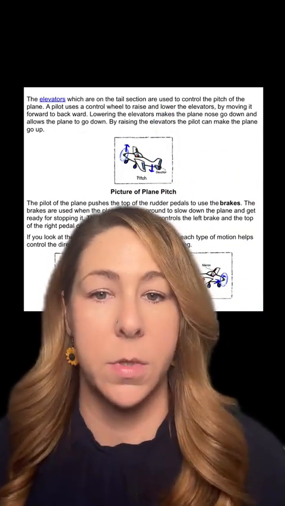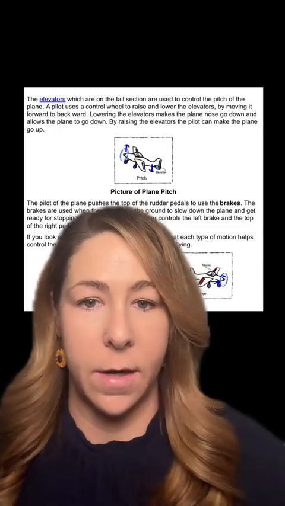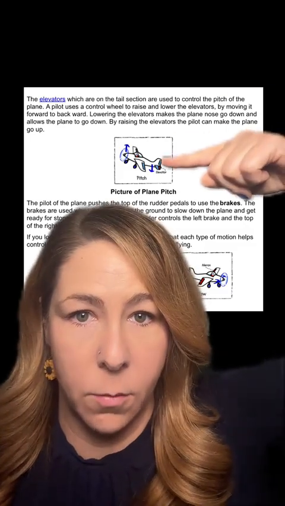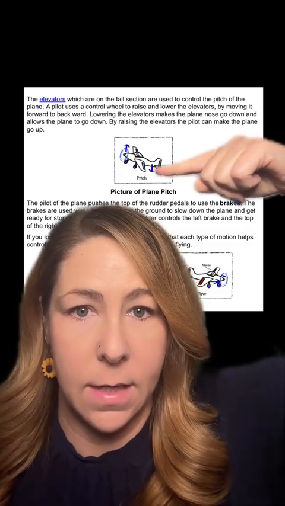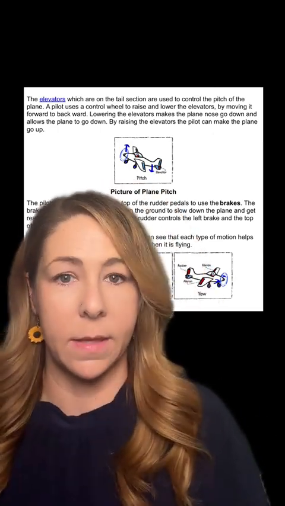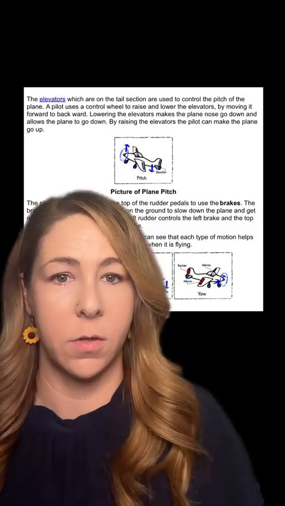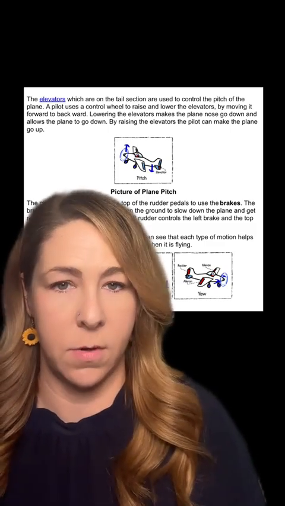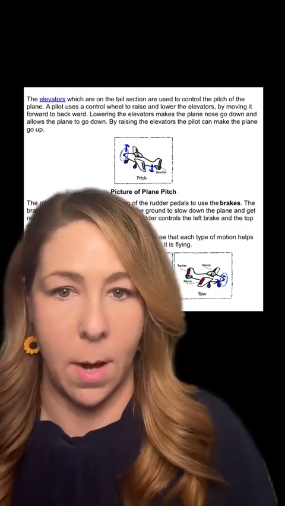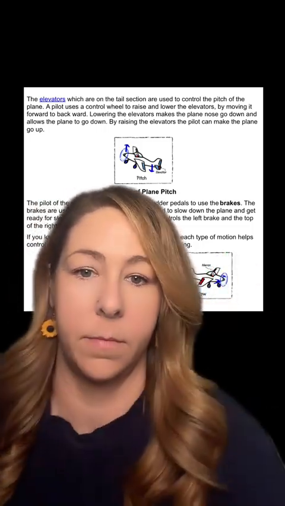Pitch is controlled by the elevators, and the elevators are also located on the tail where the rudder is located. So the rudder is here, and these are the elevators. The elevators are controlled by the pilot, and lowering the elevators will make the nose of the plane go down. Raising the elevators will make the nose of the plane go up. So up and down.